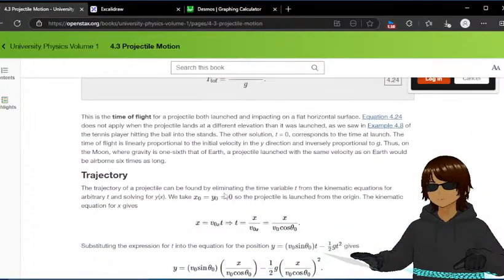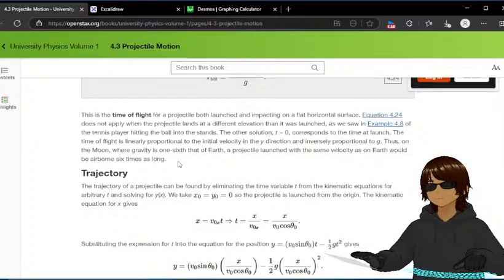This is the time of flight for a projectile launched and impacting on a horizontal surface. Example 4.24 does not apply when the projectile lands at a different elevation than it was launched, as we saw in example 4.8 of the tennis player hitting the ball into the stands. The other solution, t equal to 0, corresponds to the time at launch. The time of flight is directly proportional to the initial velocity in the y direction and inversely proportional to g. Thus, on the moon, where gravity is 1/6 that of the Earth, a projectile launched at the same velocity as on Earth would be airborne 6 times as long.